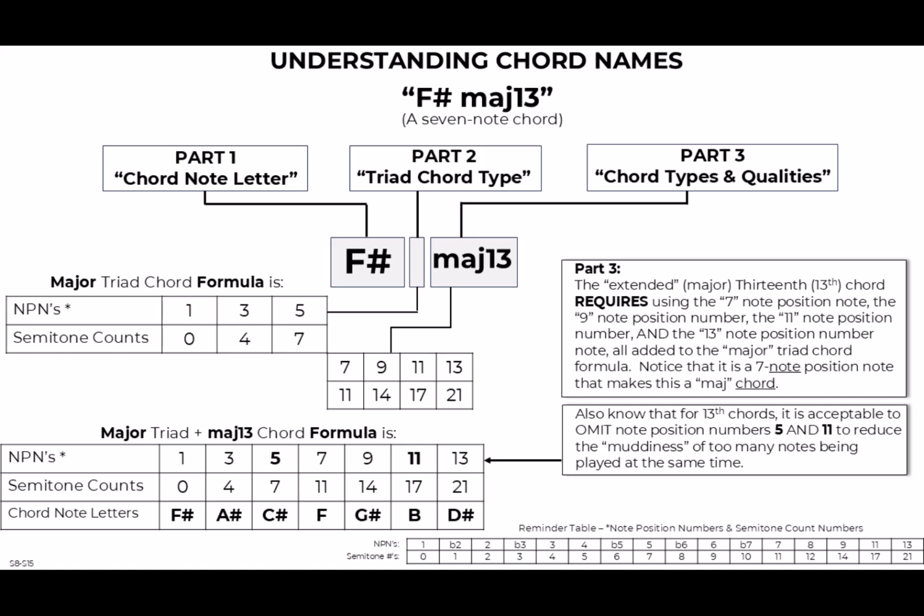But we will omit the number 5 note position C-sharp note, and we will omit the number 11 B note. So we're left with the notes to play this chord are the F-sharp, A-sharp, F, G-sharp, and D-sharp. So now I hope you can see that complicated looking chords are really just simply following the chord formula semitone count numbers, no matter what chord letter name you want to play.